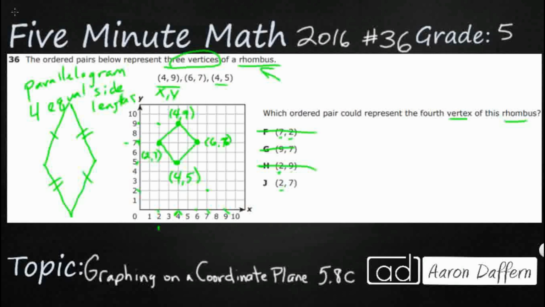Well, it's actually a square, and that's fine, because a rhombus can also be described as a square, or a square can be described as a rhombus. And so, does it have 4 equal side lengths? Yes, because it's like 2 x coordinates over and 2 y coordinates up to get to the next one. The answer is J.